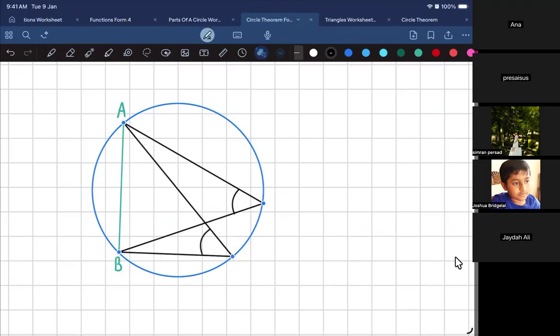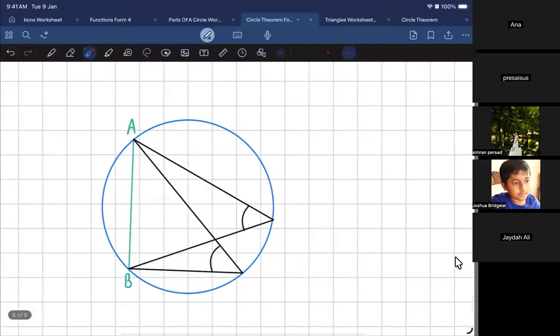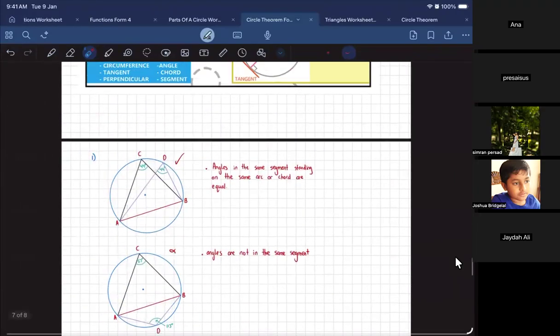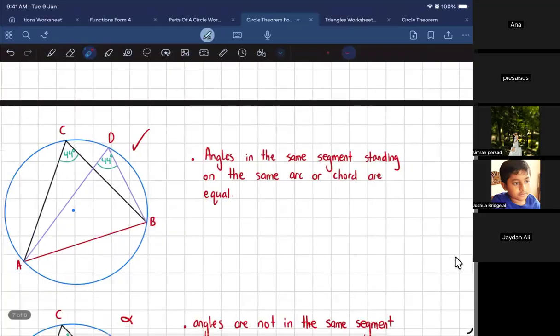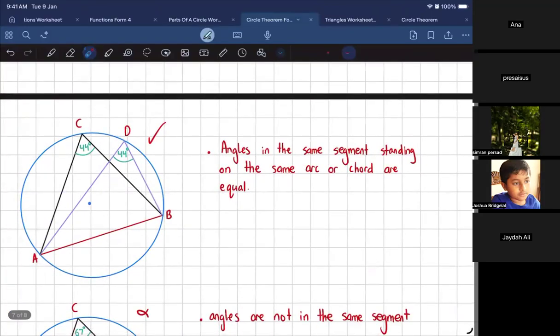If I have two angles standing on the same arc or chord, and both of them are in the same segment and touching the circumference, would they be equal? Yes, I think so. That's this theorem over here. So give that theorem a read. Angles in the same segment standing on the same arc or chord are equal.